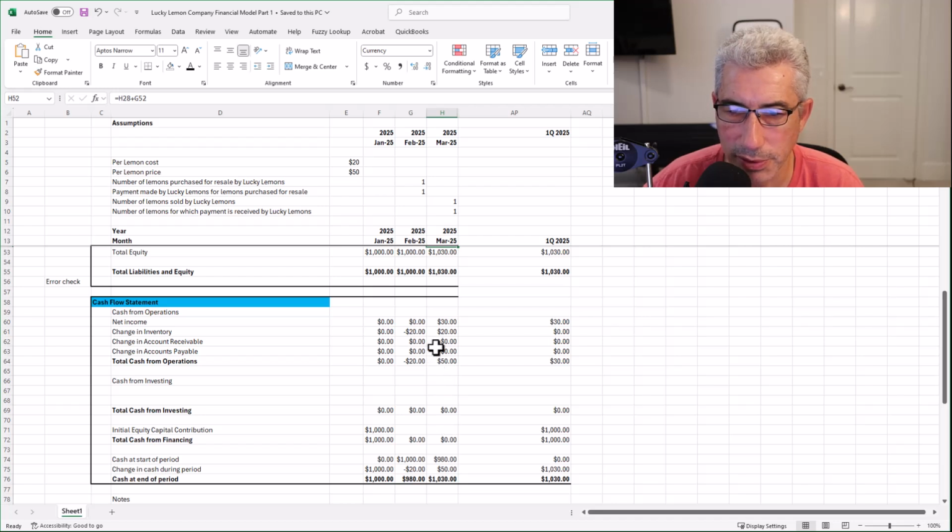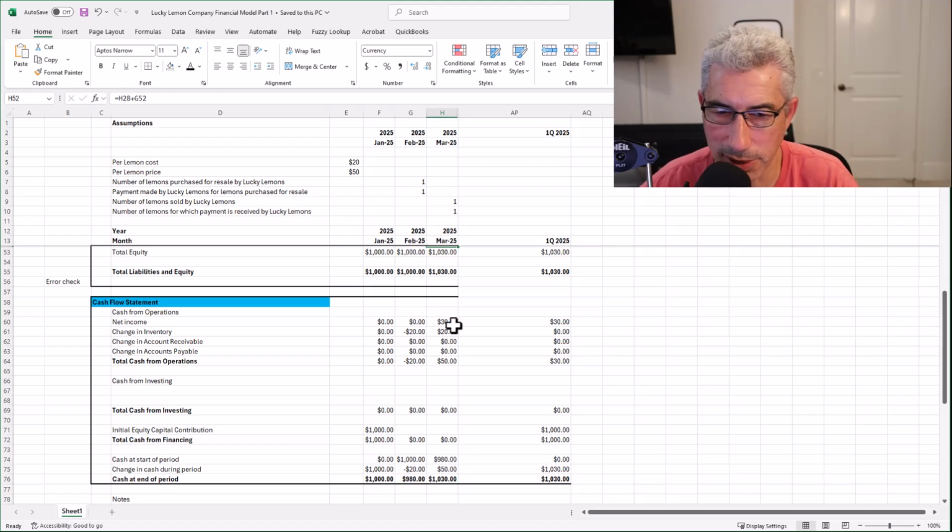But let's look at the cash flow statement. We have net income of $30. That's the first line in the cash flow statement in the cash from operations section. Then we have a change in inventory of $20. So just like an increase in inventory meant cash goes down, when you have a decrease in inventory, that means cash goes up. And so it goes up by the $20. And so 30 plus 20 equals 50. So total cash from operations is $50, which kind of makes sense because we sold the lemon for $50. We received $50 in cash.